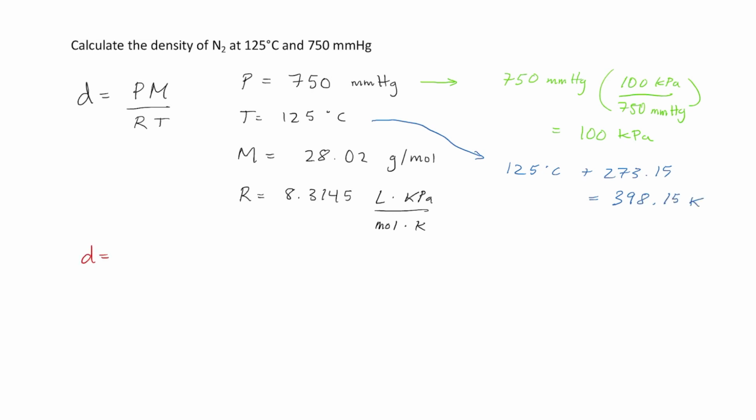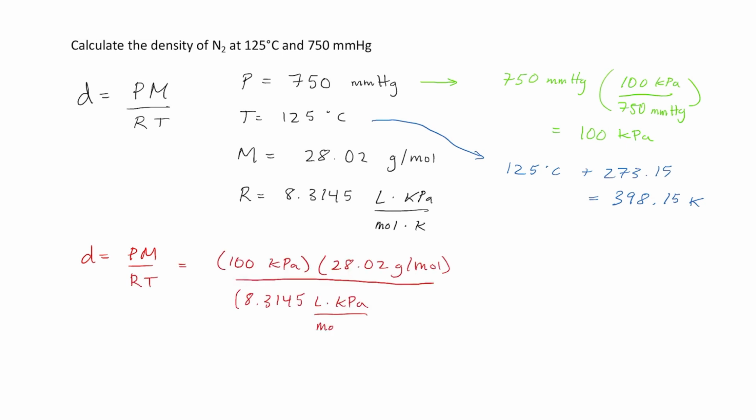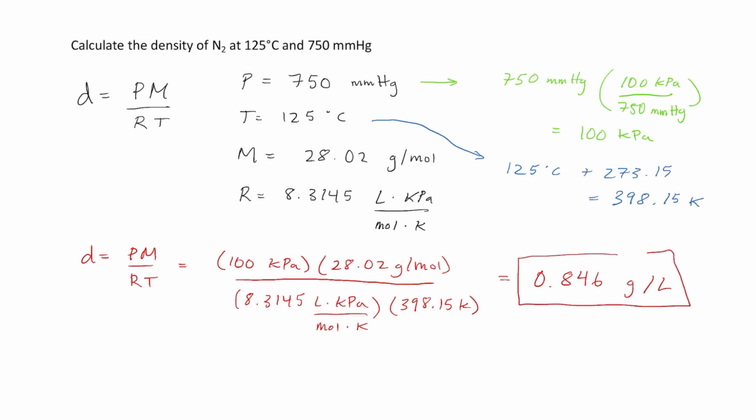And now we have everything we need to solve for the density of nitrogen gas. All we need to do is plug in our values, and then when we do the math, we can see that the density of nitrogen gas under these conditions is about 0.846 grams per liter. So that's how you calculate the density of ideal gases.